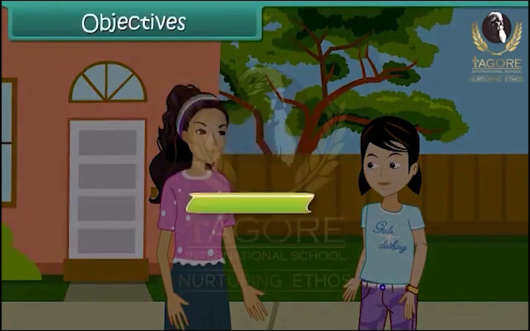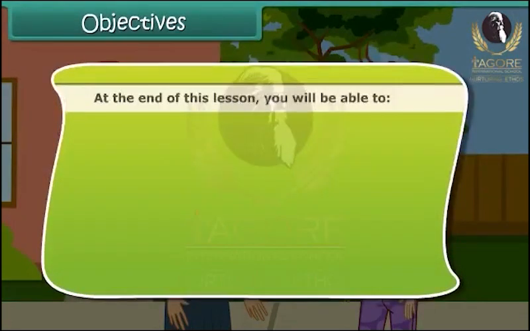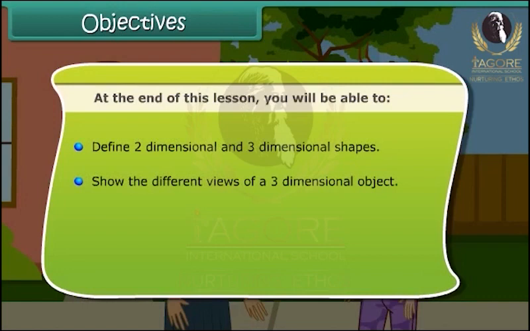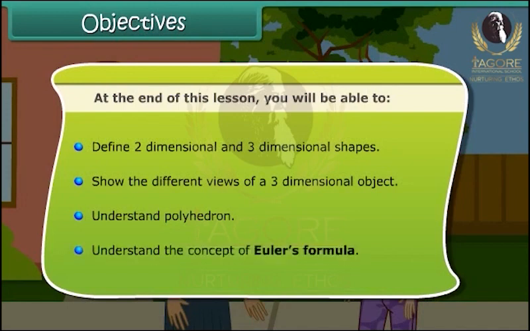Objectives. At the end of this session, you will be able to define two-dimensional and three-dimensional shapes, show the different views of a three-dimensional object, understand polyhedron, understand the concept of Euler's formula.